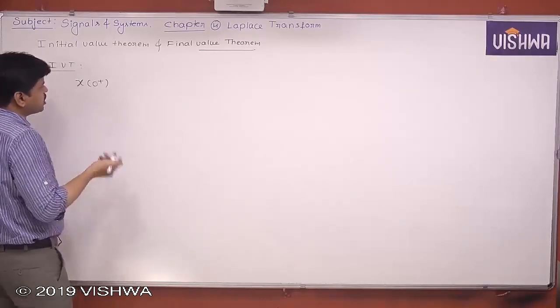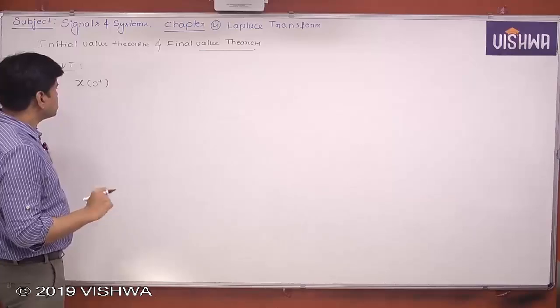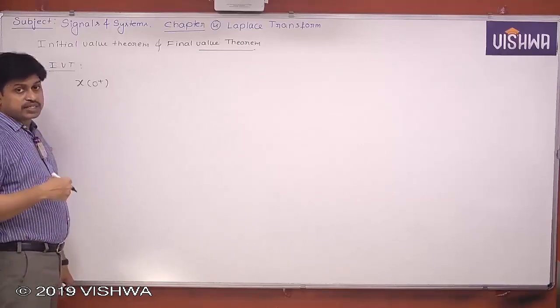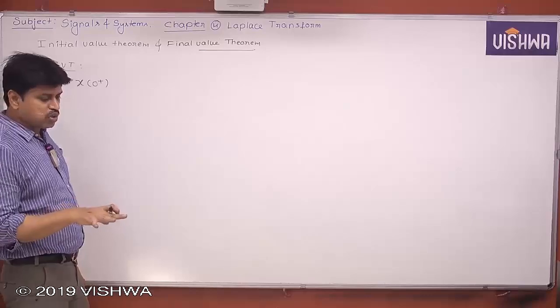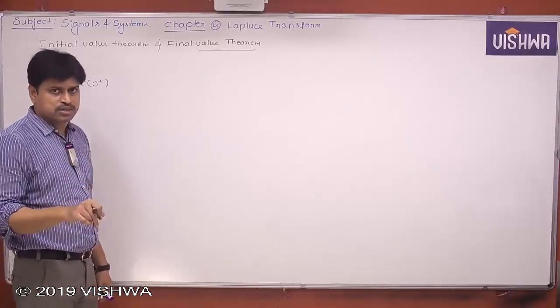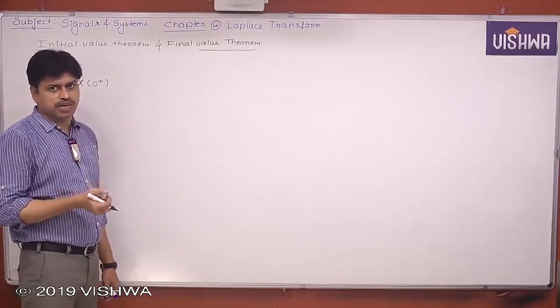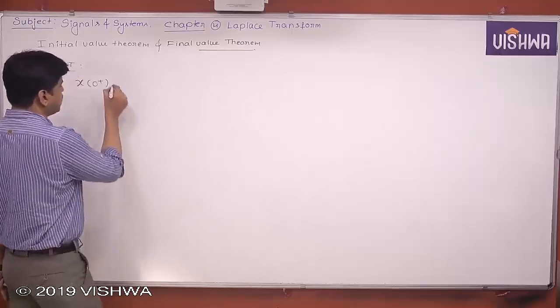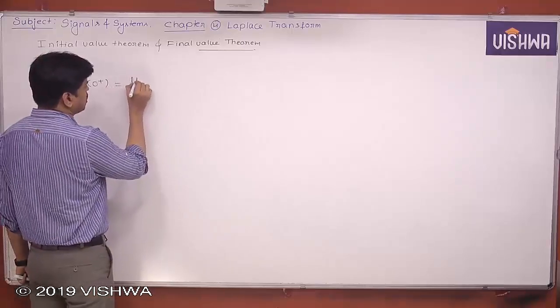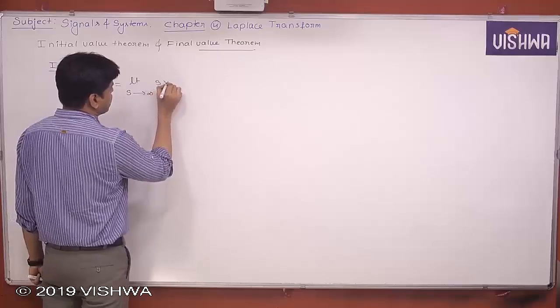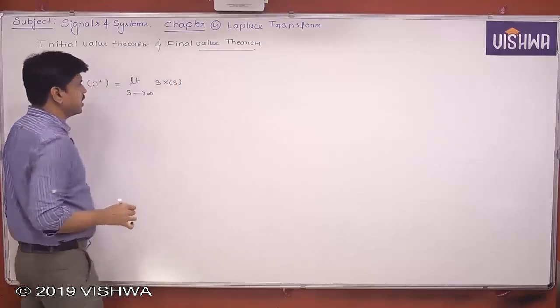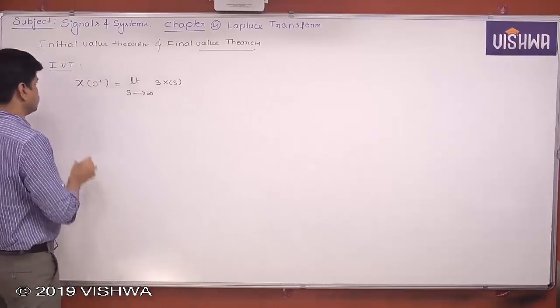But what the initial value theorem is saying is that instead of knowing x of t, if I know x of s, I can still calculate the initial value. That means without knowing x of t, if I know x of s, I can still calculate the initial value. How can we do that? That is equal to limit s tends to infinity, s x of s. This is the initial value theorem.